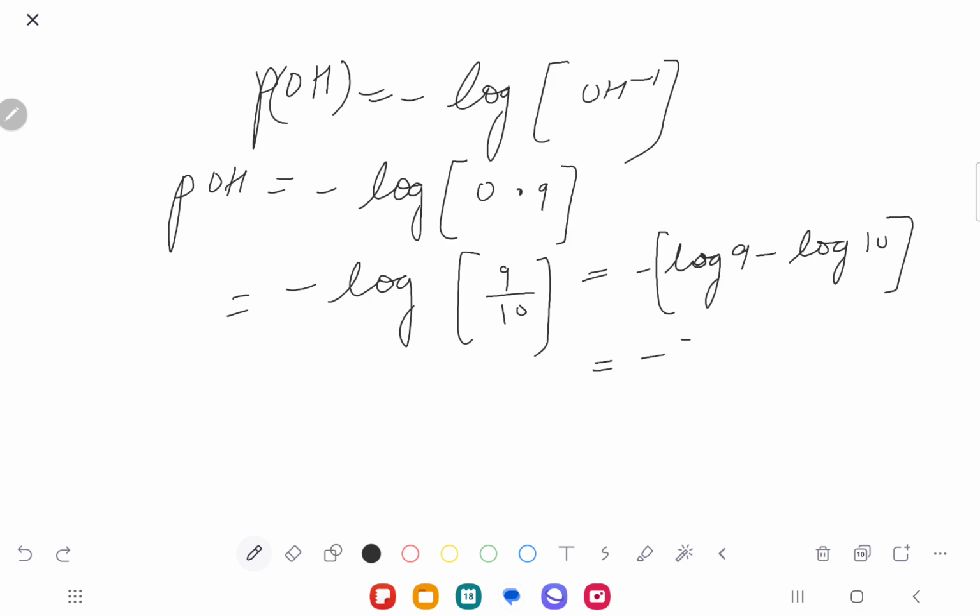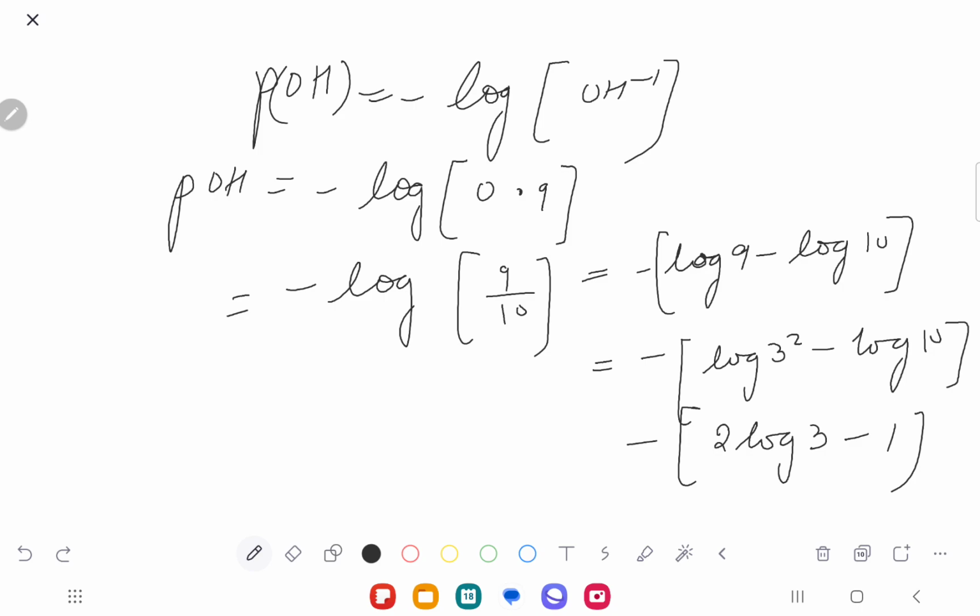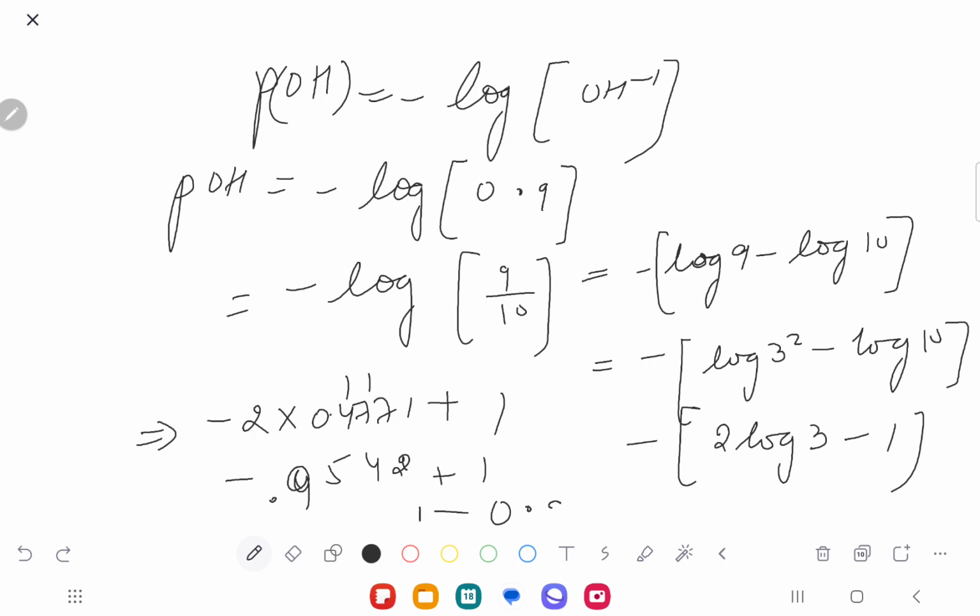So log 9 is basically log 3 square minus log 10. What is log 10? Log 10 is 1. And it is 2 times log 3, and here it is minus, so we have minus 2 times log 3. Log 3 is 0.4771, plus 1. So 2 times 0.4771 is 0.9542. So basically this becomes 1 minus 0.9542, which is going to be my POH.